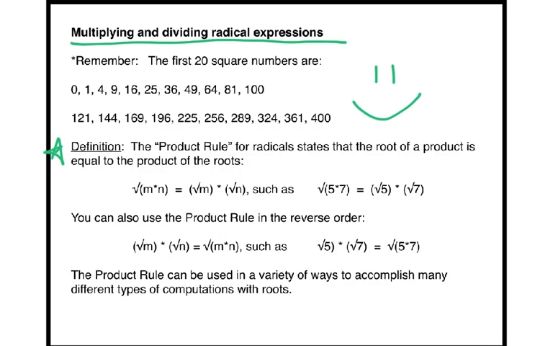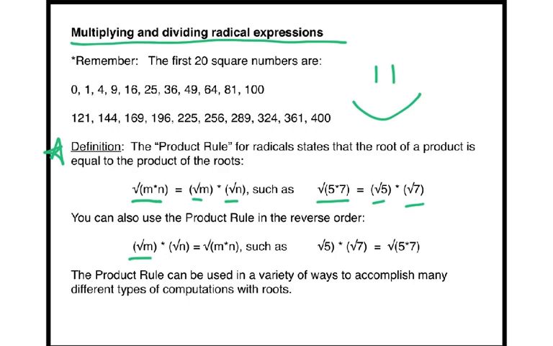Let's review a definition. The product rule for radicals states that the root of a product is equal to the product of the roots, such as the square root of m times n is actually equal to the square root of m times the square root of n. For instance, the square root of 5 times 7 is actually equal to the square root of 5 times the square root of 7. You can also use the product rule in reverse order.